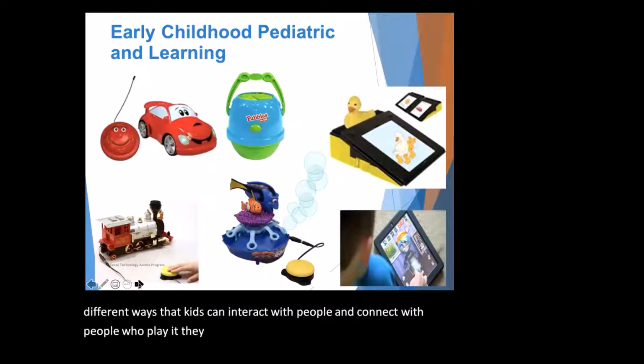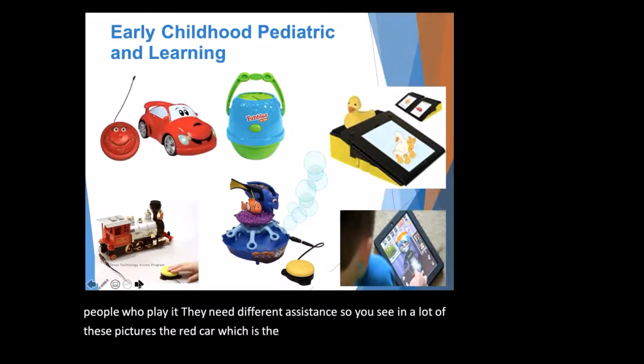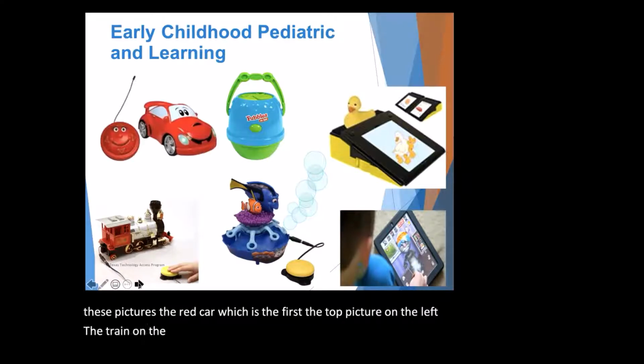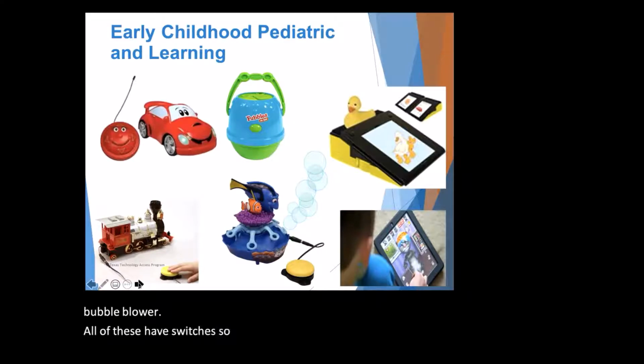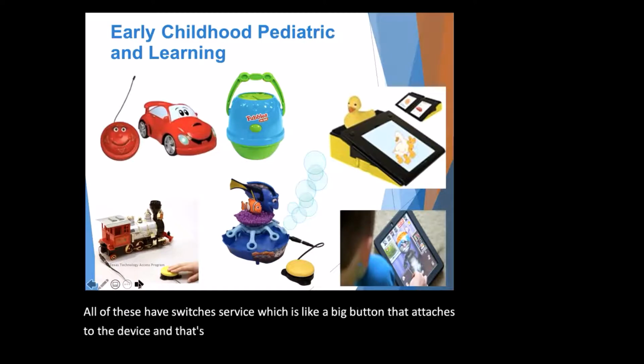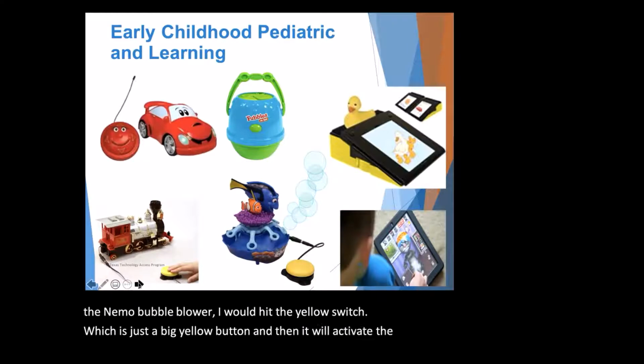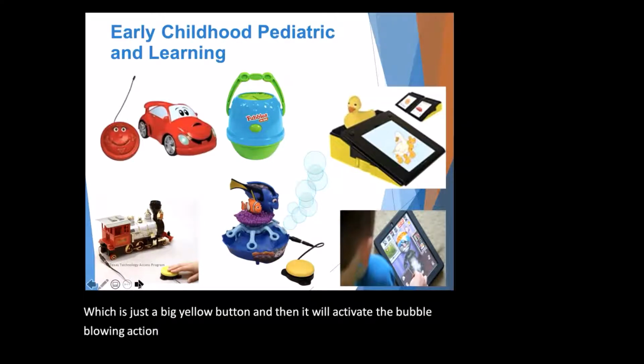So you've seen a lot of these pictures: the red car, which is the top picture on the left, the train on the bottom of that, and then in the middle we have a Nemo bubble blower. All of these have switches. A switch is like a big button that attaches to the device, and that's how it's activated. So for instance, with the Nemo bubble blower, I would hit the yellow switch, which is just a big yellow button, and then it will activate the bubble blowing action. So that's easier to do.